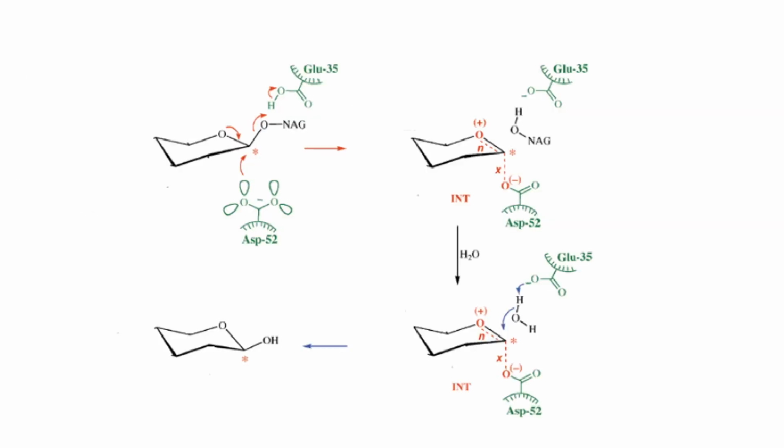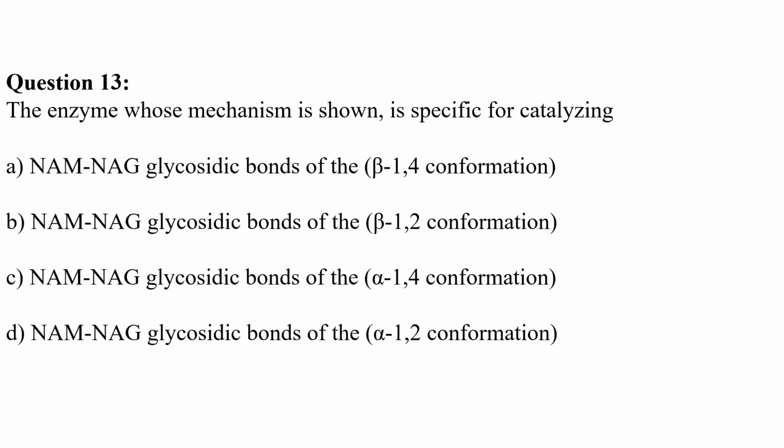So this is the mechanism for lysozyme. Now moving to the next question, question number 13. The enzyme whose mechanism is shown is specific for catalyzing at which bond? NAM-NAG glycosidic bond of the beta-1,4 conformation, NAM-NAG glycosidic bond of the beta-1,2 conformation, NAM-NAG glycosidic bond of the alpha-1,4 conformation, and NAM-NAG glycosidic bond of the alpha-1,2 conformation.